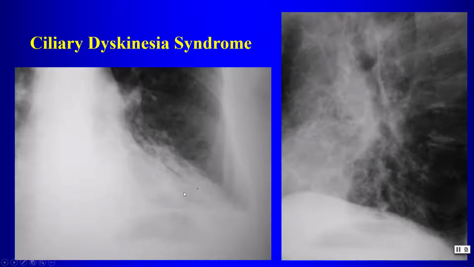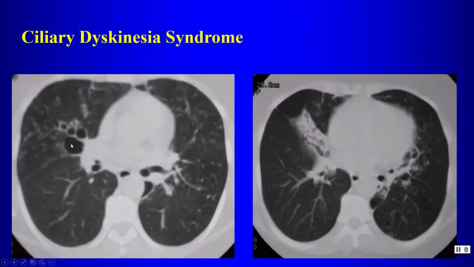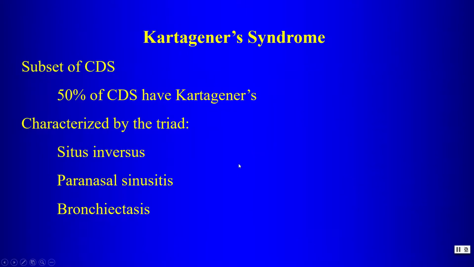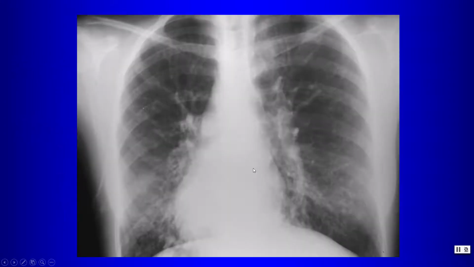Here's another example of ciliary dyskinesia. This patient has normal situs. There's bronchiectasis here, predominantly in a lower lung distribution, confirmed here on the CT scan. So this also belongs in your differential of patients who have bronchiectasis, especially in a lower lung distribution, ciliary dyskinesia syndrome. 50% of those patients can have situs inversus, and when they have situs inversus, we call that Kartagener's syndrome, again characterized by the triad of situs inversus, paranasal sinusitis, and bronchiectasis.